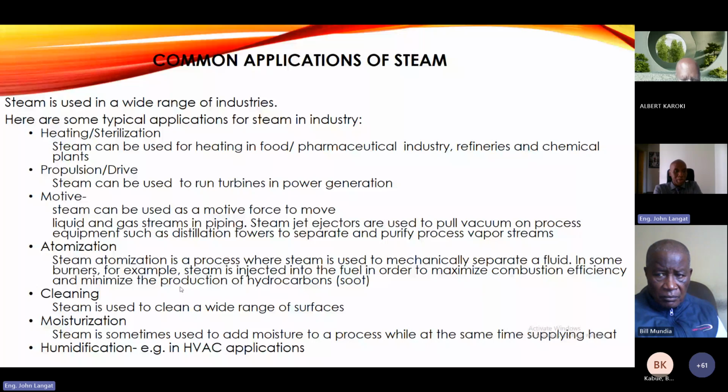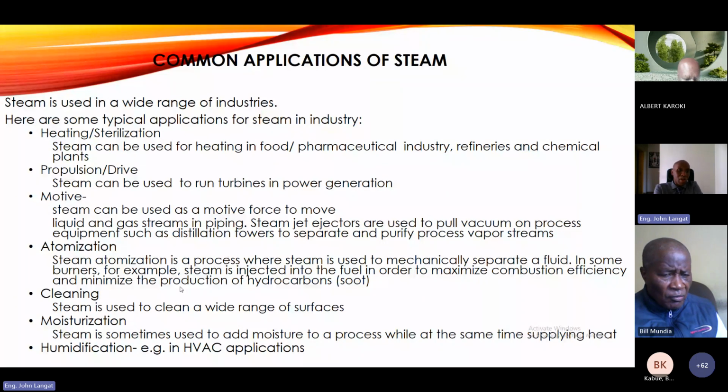GDC also applies the same. Then steam can be used as a motive force to move liquid and gas streams in piping, that is, in pipeline operations. But I don't think this is applicable in Kenya. I guess it's in other countries.